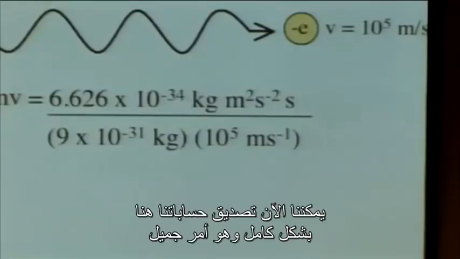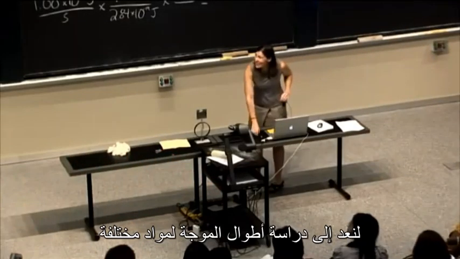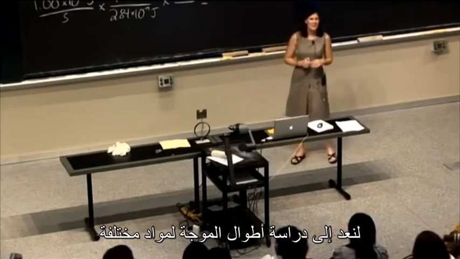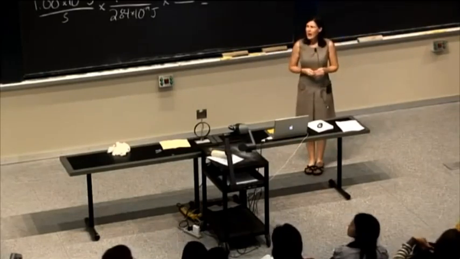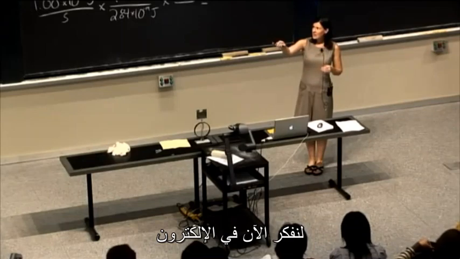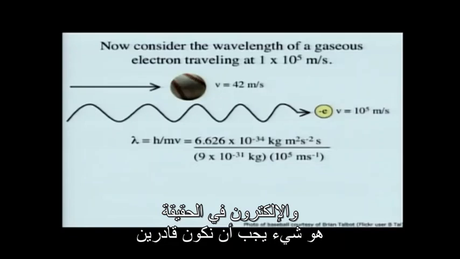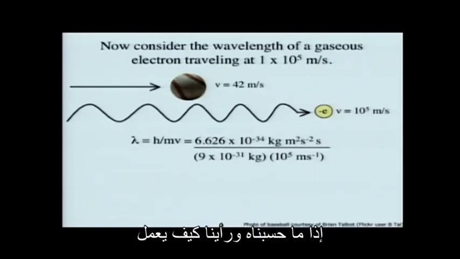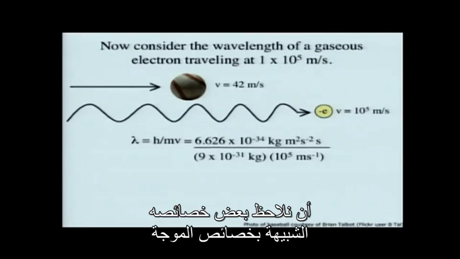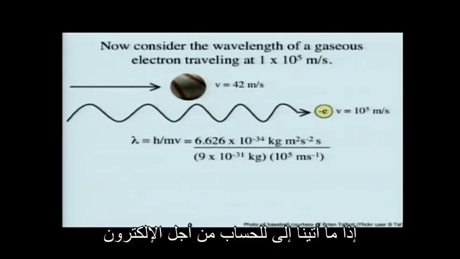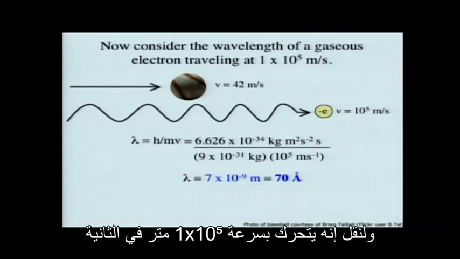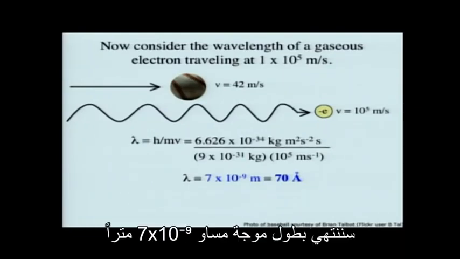All right, good. So we can fully believe what our calculations were now, which is a nice thing to do. Let's go back to considering the wavelengths of different objects. We considered a baseball, but let's also think about now an electron. And an electron is something where, if we calculate it and see how that works out, we might be able to actually observe some of its wave-like properties. So if we do this calculation for an electron, saying it moves at 10 to the 5th meters per second, then what we end up with for a wavelength is 7 times 10 to the negative 9 meters.